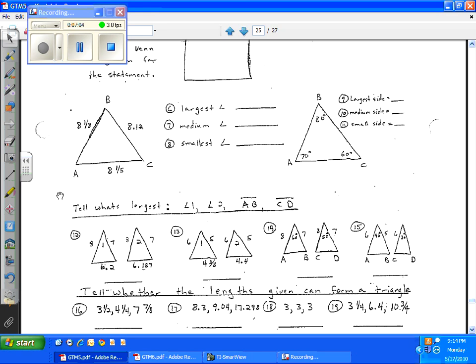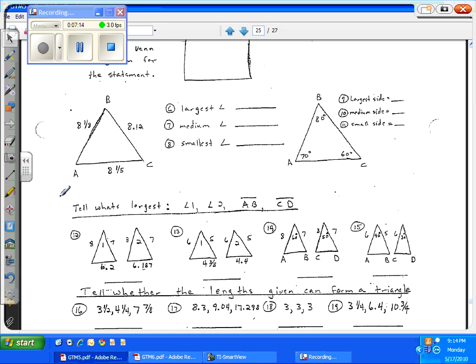The side opposite the medium-sized angle is the medium-sized side. And the side opposite the smallest angle is the smallest side. So we want to name the large, medium, and small side. And again, in this text, I'm making you learn fractions and decimals. So you can't compare an eighth to a 0.12 unless you change both of them to fractions or both of them to decimals. We're just going to change the fraction parts to a decimal.